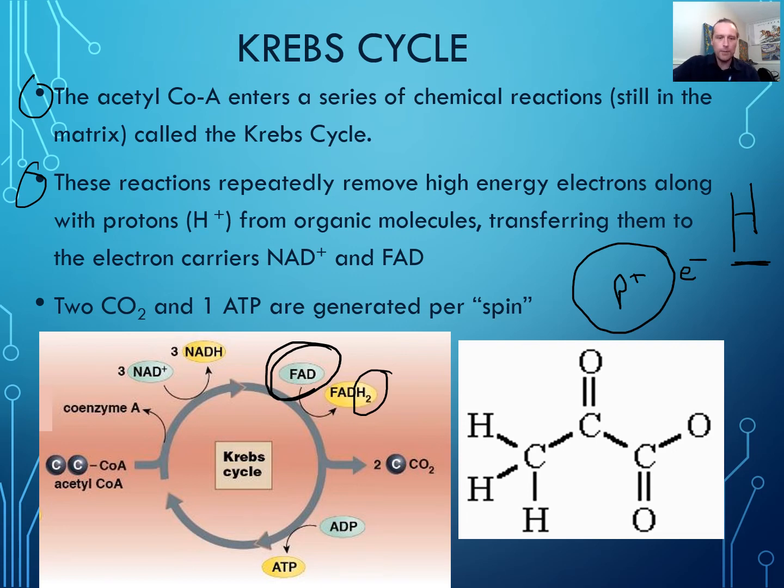hydrogen. Finally, 2 carbon dioxides and 1 ATP are generated per spin. So a little bit of ATP production, very little, just 1 ATP per spin. And again, I'm not going to ask you to memorize it's 1 here, it's 2 there, just very little, okay?